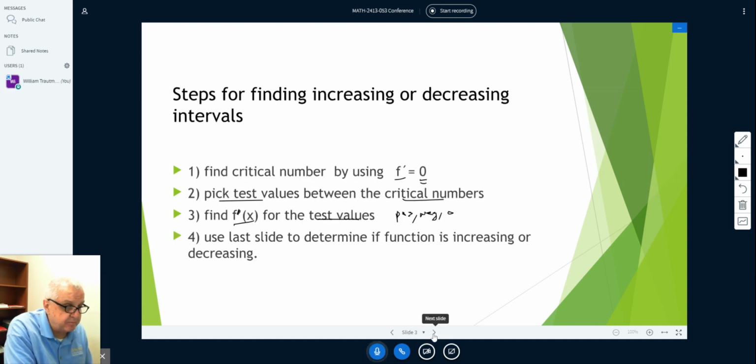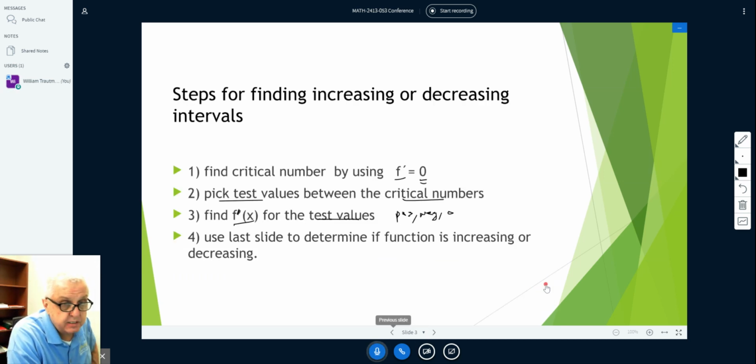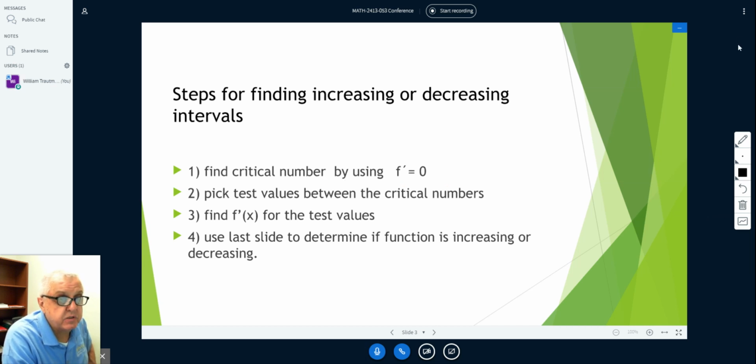So here are the steps. Here's our function. Find the open intervals where it is increasing and decreasing, and this is without pulling it up on a calculator and graphing it. We can find this out. So step one, if we look at the previous slide, is find the critical numbers.